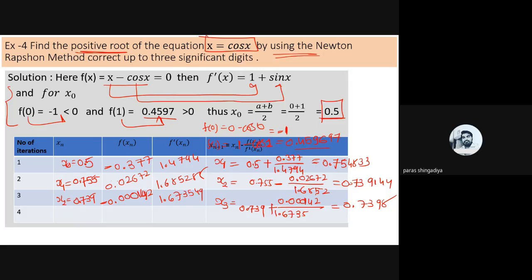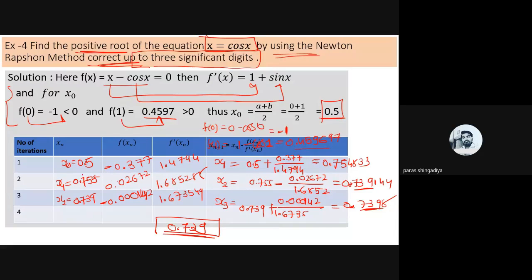Compare these two iterations, x2 and x3, and here we require the answer correct up to 3 significant digits. It means in two successive, consecutive iterations the value should be the same. After the decimal, 3 values should match. So here it is 739, and here it is also 739. At that stage we stop this procedure and consider our required answer, 0.739, as an approximate solution of the given equation x = cos x.